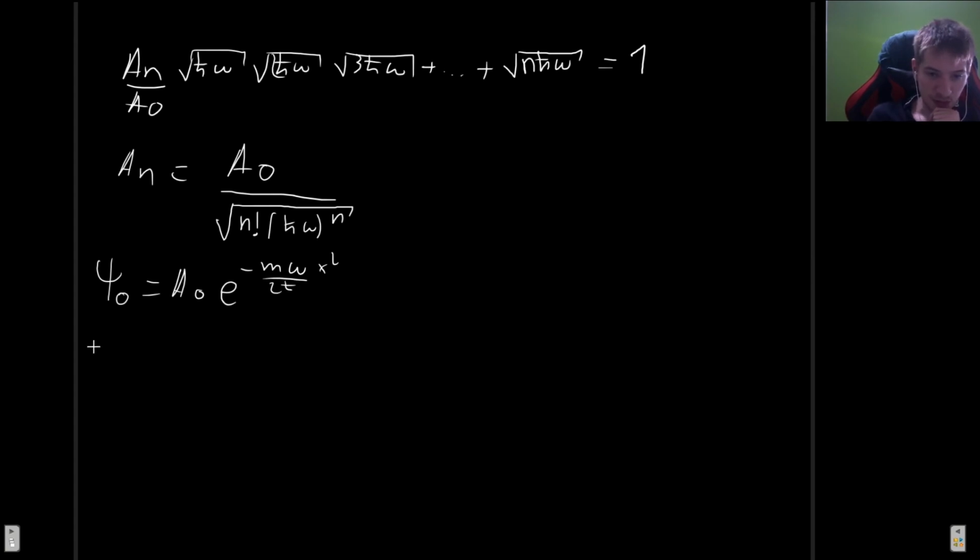So let us normalize this. When we do that, we get that 1 has to be equal to the integral from minus infinity to infinity of a_0 squared times e to the minus m omega x squared divided by 2 h bar, squared. But when you square it, you're just multiplying the exponent by 2. So that 2 is going to cancel out the 2 in the denominator. Okay, so that dx. Now this integral is a Gaussian integral.